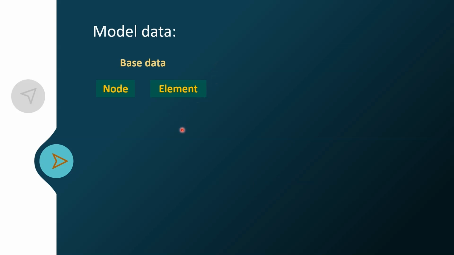There is also something called derived data, which are quantities derived from this base data. For example, surfaces are basically subsets of the nodes. That means surfaces are defined using the nodes. Sets can be node sets or element sets. So obviously these are also called subsets of the nodes and elements. Basically, we require this nodes and elements information to create the ODB.